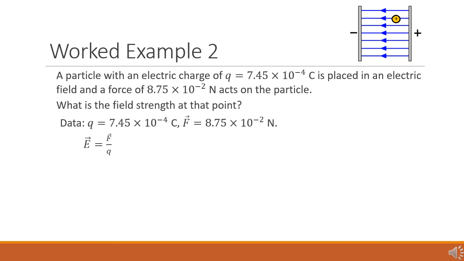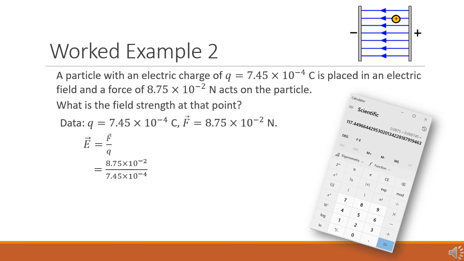The formula that we use, E equals F on Q, which equals 8.75 times 10 to the negative 2 divided by 7.45 times 10 to the negative 4. Now this results in a very long number, 117.44966442, and keeps on going. But we'll write down 117 newtons per coulomb, correct to 3 significant figures. And the reason is the question gave the 2 data points in 3 significant figures.